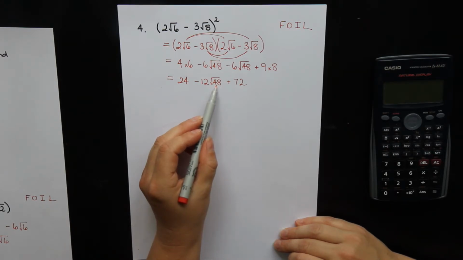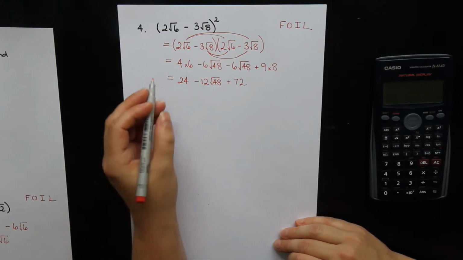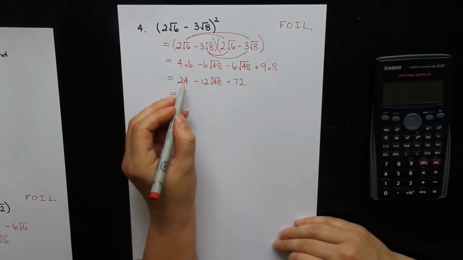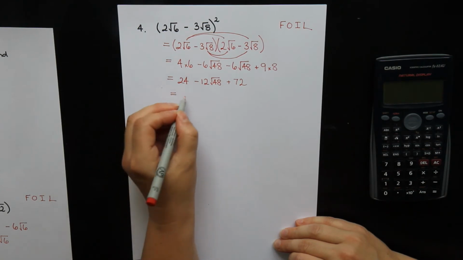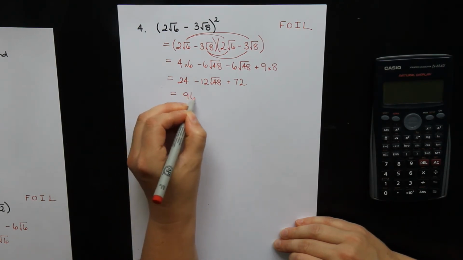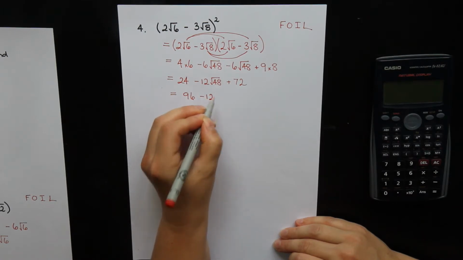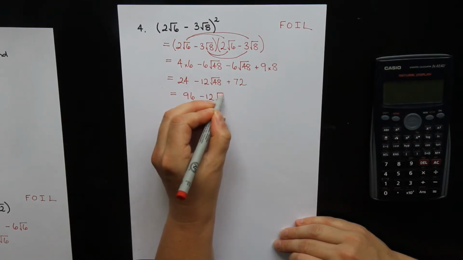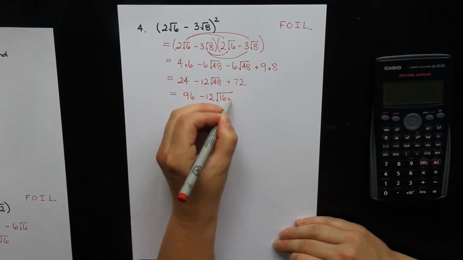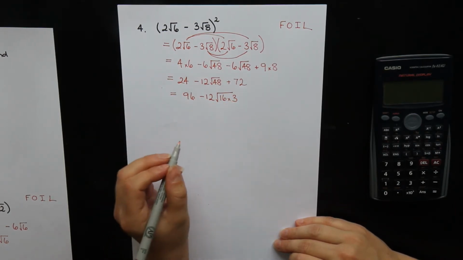Now remember your perfect square numbers to help you simplify a surd. Let's add these together first. 24 plus 72 makes 96. Now let's simplify our surd. We'll leave the 12. 48 can be divided by 16, the perfect square, 16 times 3 makes 48.